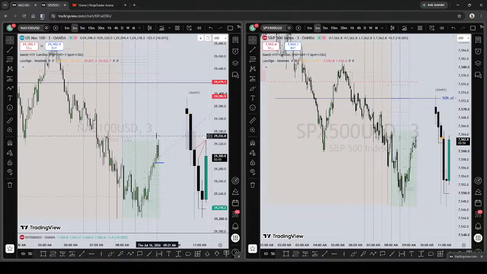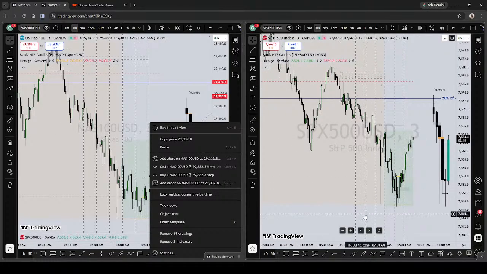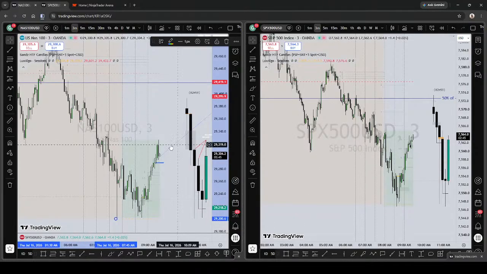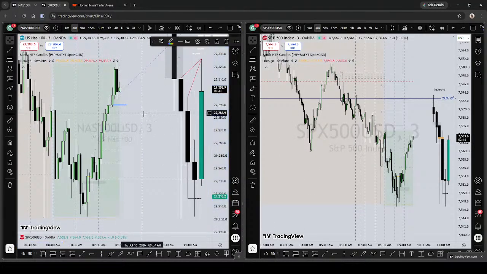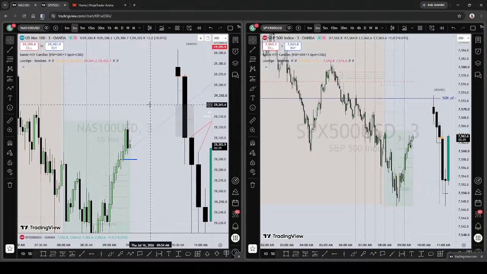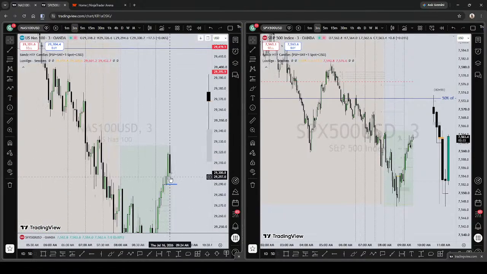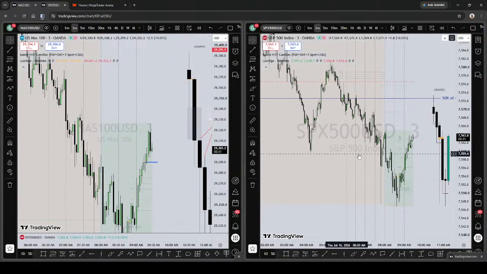So I like to watch both charts. I don't just watch one and leave the other. So you can see already that it's not closing below. So for me, we continue to go up. We get the push up before you dump. That's what I want to see.